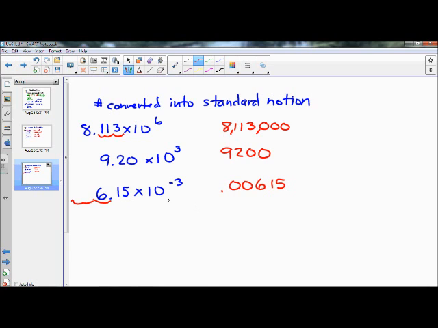You can always check yourself and ask, if I go back, do I get the same number? So I have to go 3. So I go 1, 2, 3. Would it be back where it started? So you can always check yourself. All right, one more quick example, and then it's time for you to do it yourself.